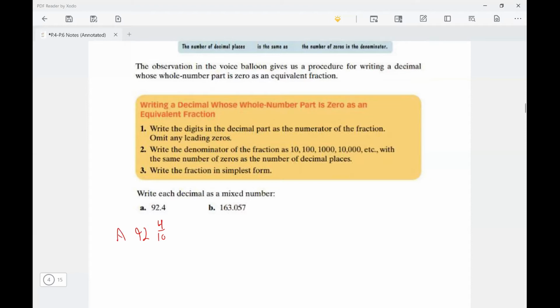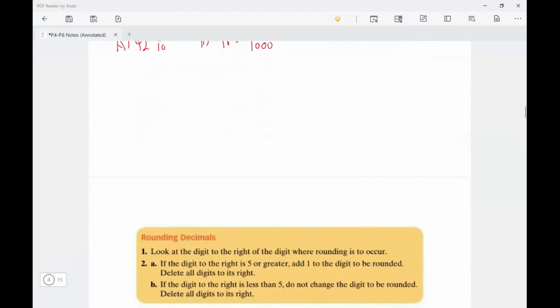So the 4 tenths, tenths gives you that hint that it's going to be over 10. Again, with part B, we have 163, so that whole number will stay out front. And then notice that we have 57 thousandths. So that means we're going to have 57 over 1,000. Okay, we'll keep moving along.